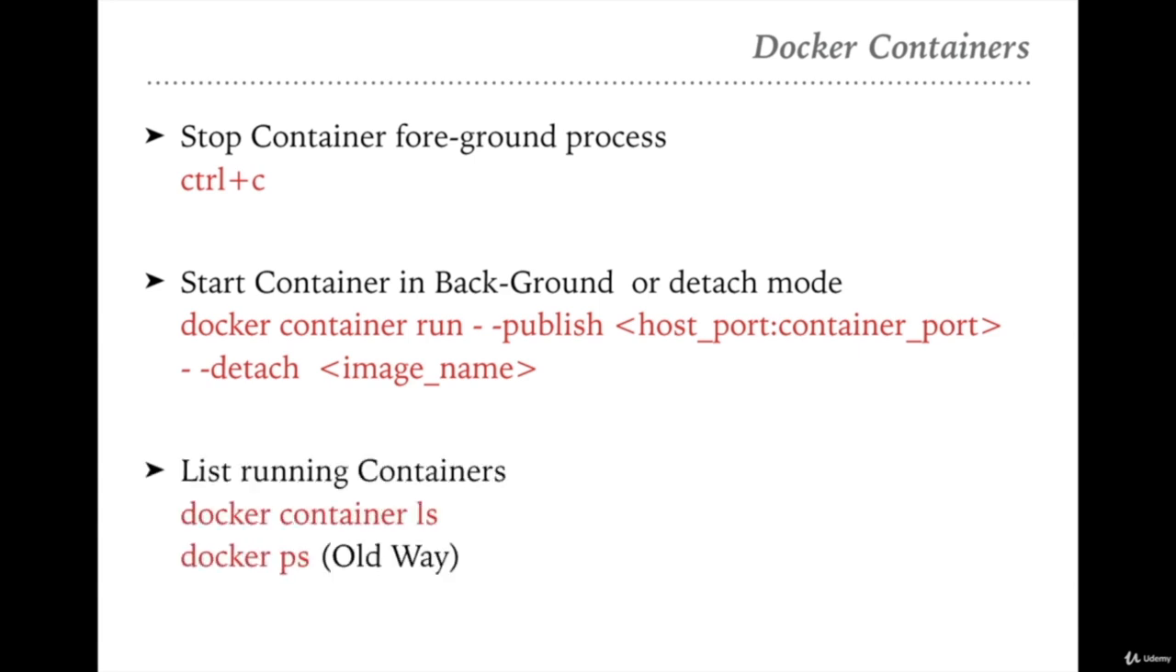Now we have discussed detached mode. Suppose you want to list all the running containers on your machine. How can we do that? For this, we need to execute the command docker container ls, or you can execute docker ps. docker ps is the old way. As we are working with the latest Docker, we need to follow the pattern of command, then management command, then subcommands. docker ps is the old command. It will still work, but the new command we should use is docker container ls.